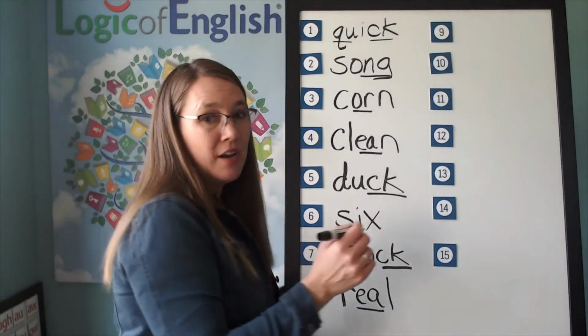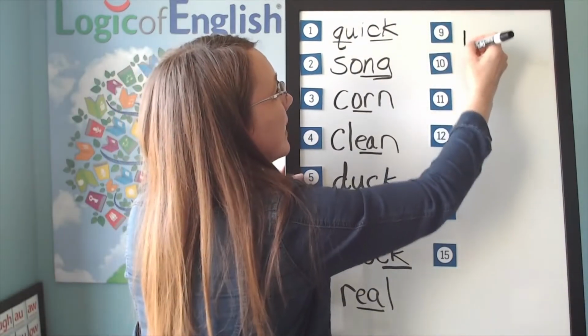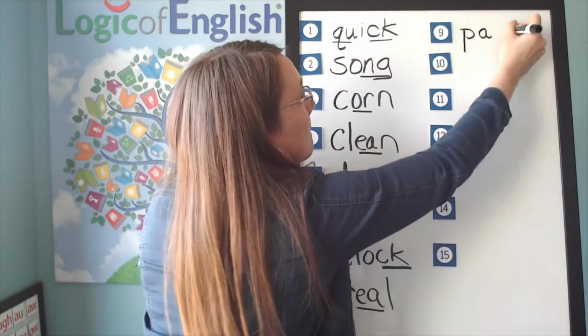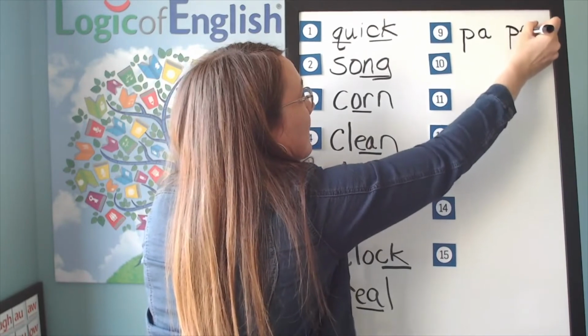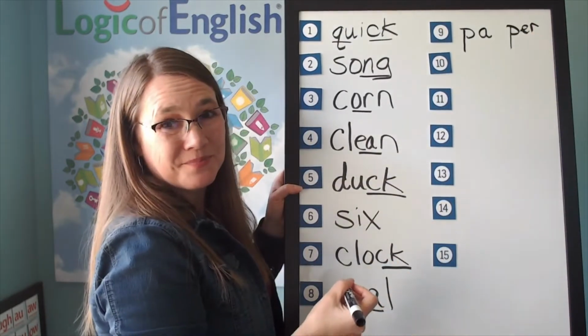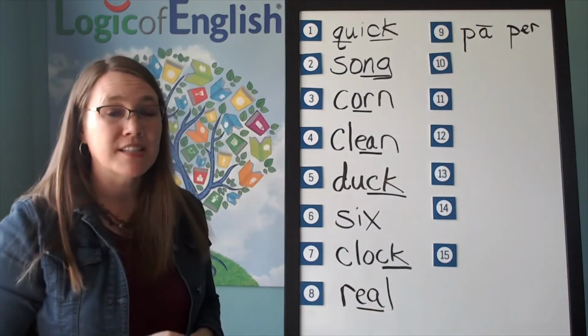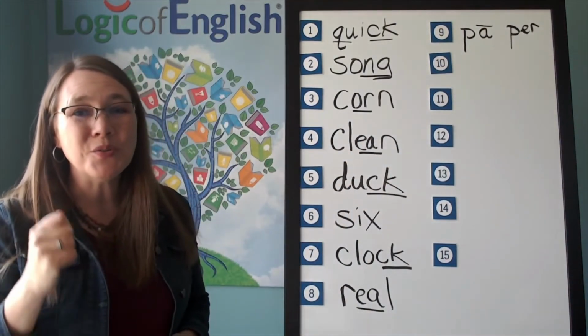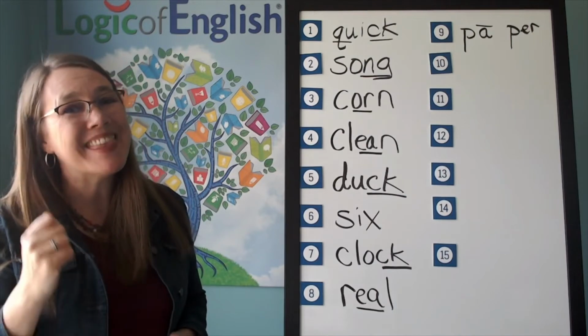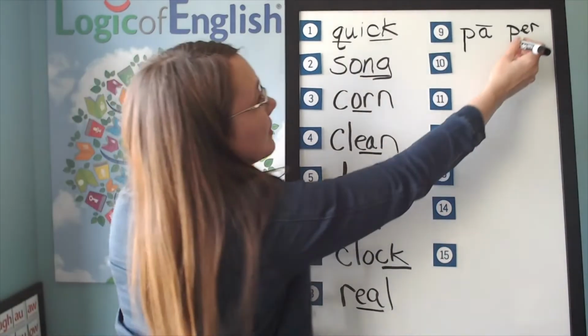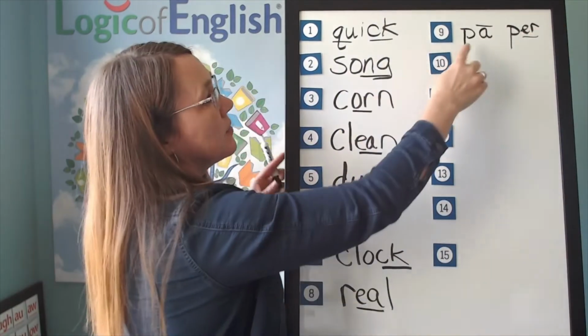Excellent. Now help me to write it. The first syllable is pay. A. The second syllable is per. And how will we mark it? We'll put a line over the A. Why did the A say its long sound? A, E, O, U usually say their long sounds at the end of the syllable. And then we'll underline the er. Let's go ahead and read it.